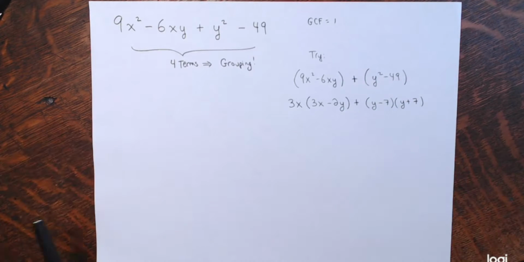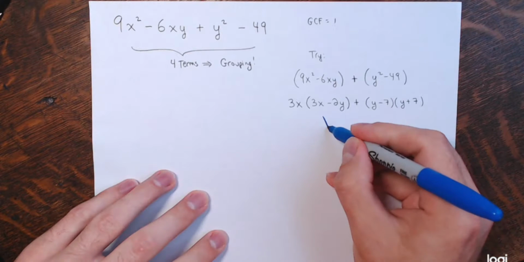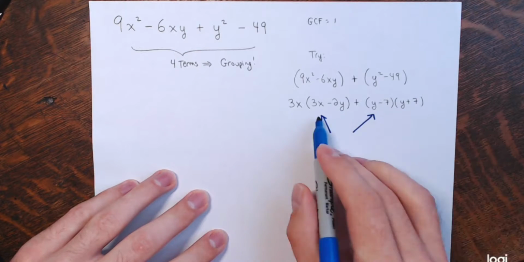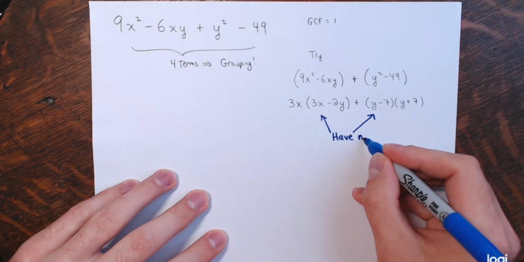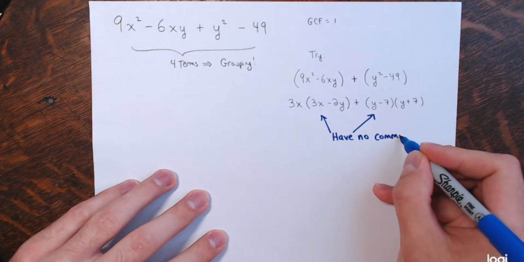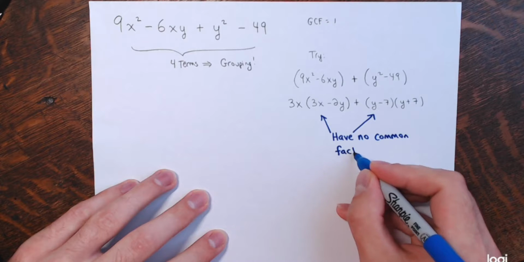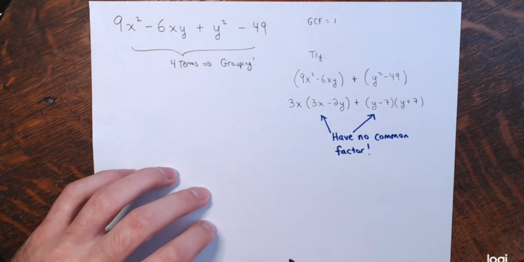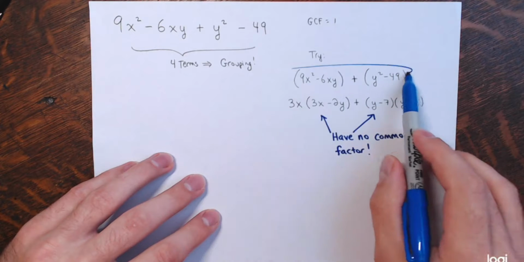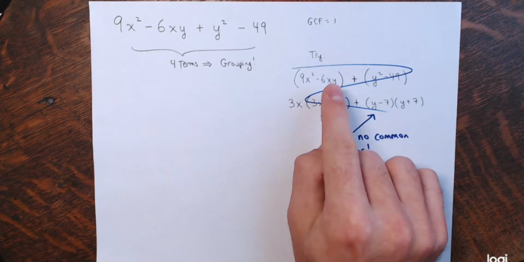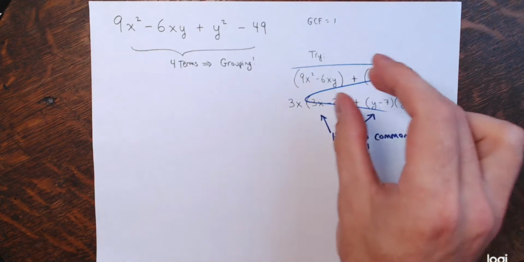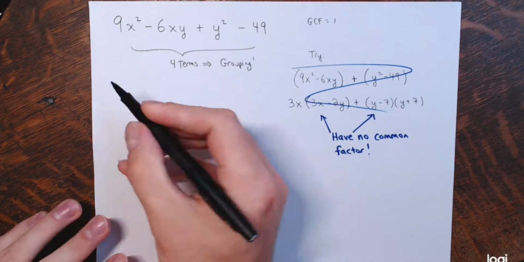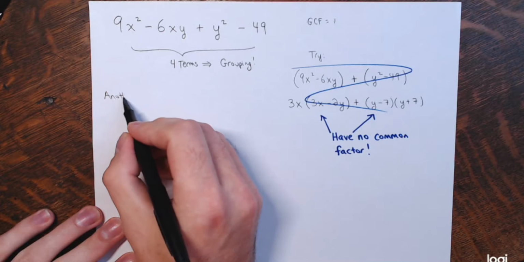But look at this now. These 2 products, when you factor the first group and factor the second group, have no common factor other than 1. That means this is a bad strategy, breaking it up into 2 terms and 2 terms. But you can break it up other ways. You don't have to always group 2 terms and 2 terms. So, another way to group.